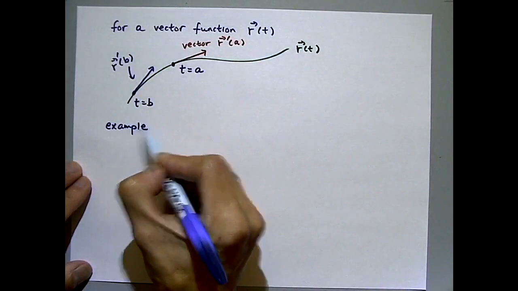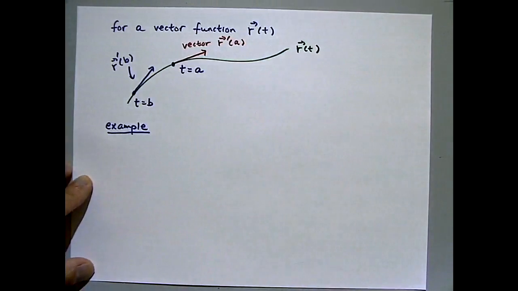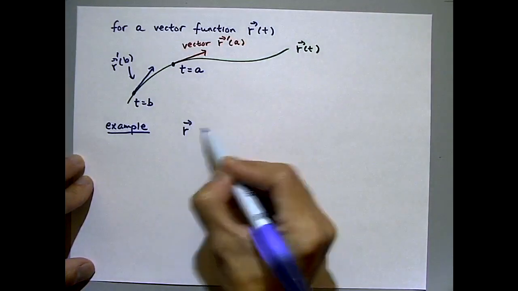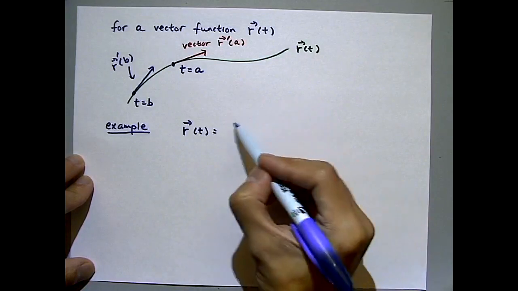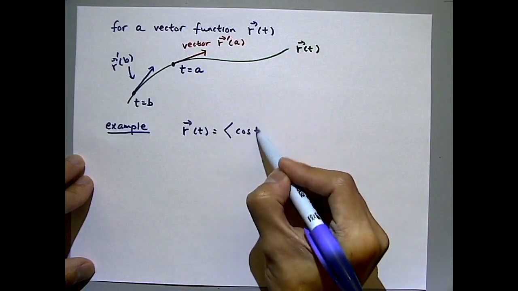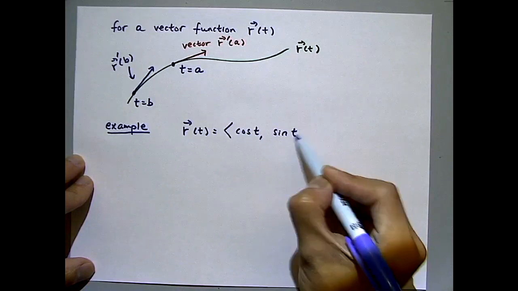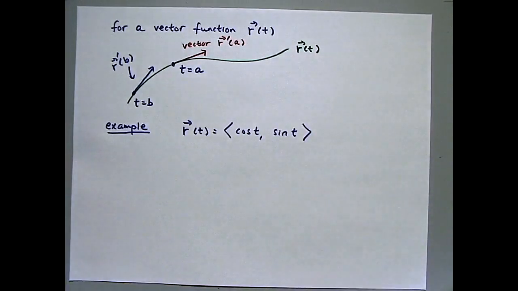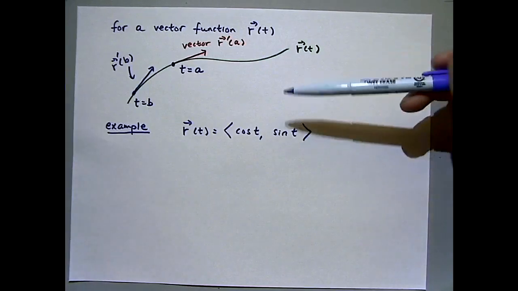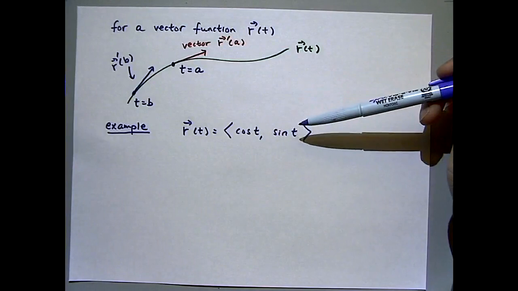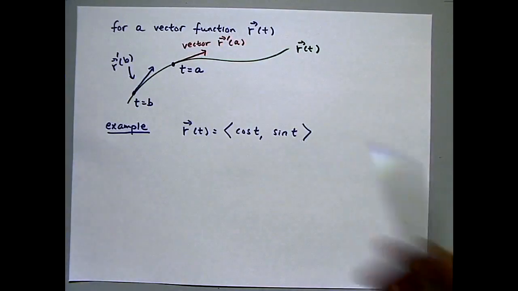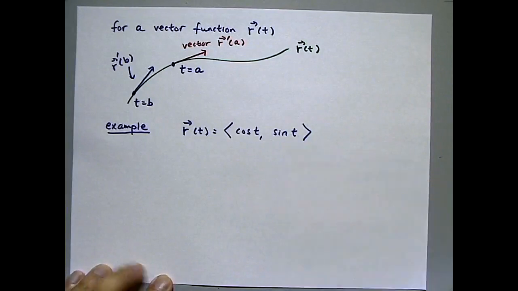Let me give you one example that's a little bit more concrete than that. And let's look at a two-dimensional vector here. For one thing, it's easier to sketch. For another, the idea is the same. Okay, so my space curve is r of t is equal to cosine of t, sine of t.